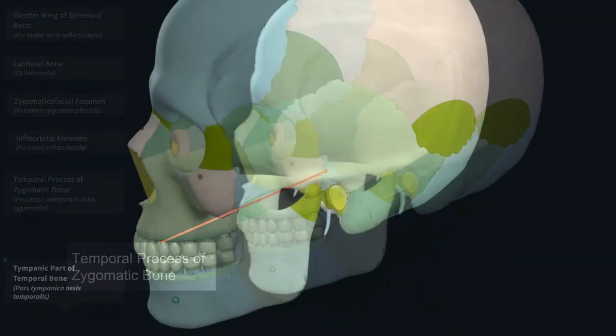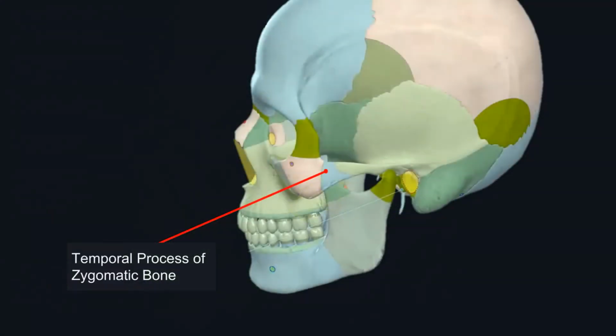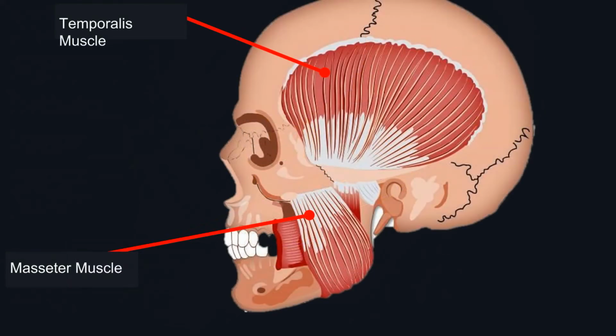Then we have the temporal process of the zygomatic bone. It lies at the posterior aspect of the zygomatic bone, and it also provides the origin site for the masseter muscle and the temporalis muscle.